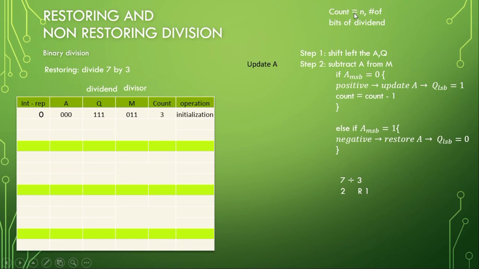Count is equal to n, and this is the number of bits of the dividend, right? So the rules are simple. Step 1, shift left the accumulator. Once you've shifted left the accumulator, subtract M from A. So subtract M from A, like so. Let's go through it step by step. So we shift left the accumulator. So we've done step 1. We've shifted left by 1 value.